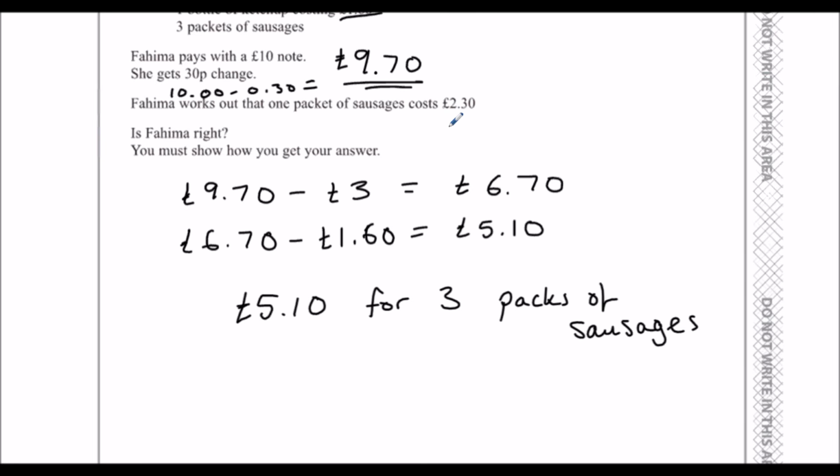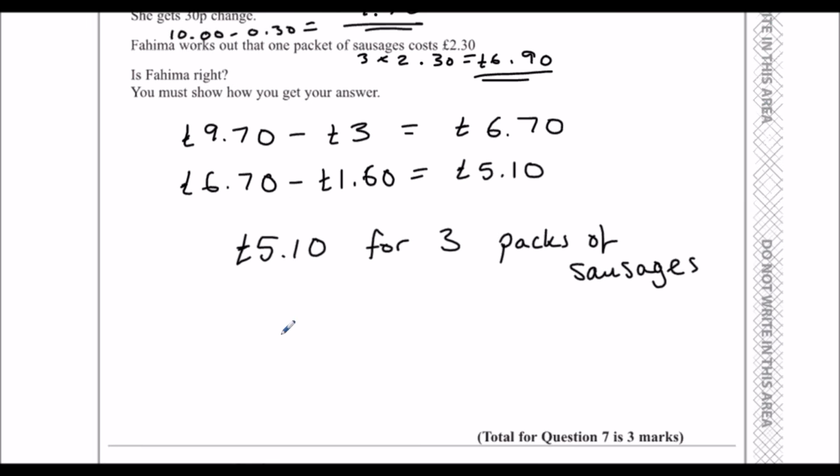Okay, so we could, at this stage, do 2 different things. We could times the sausages by 3 and work out that 3 times £2.30 is actually £6.90. So Fahima is wrong because the 3 packs of sausages actually cost £5.10, not £6.90. So we could say she's wrong for that reason.